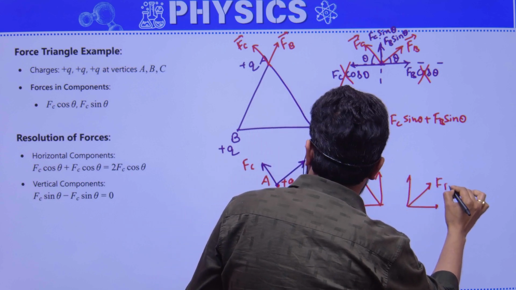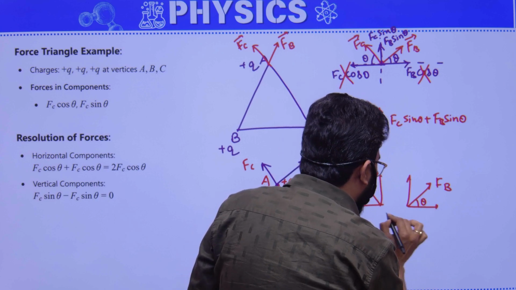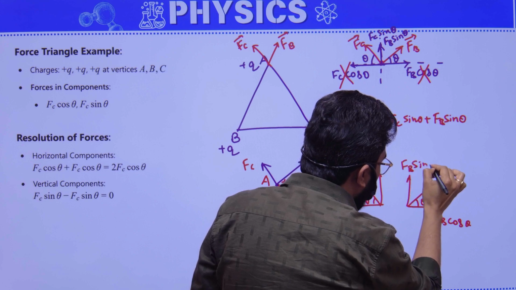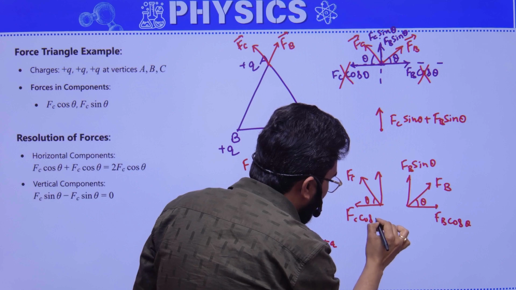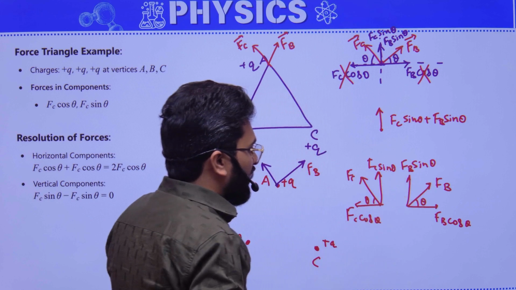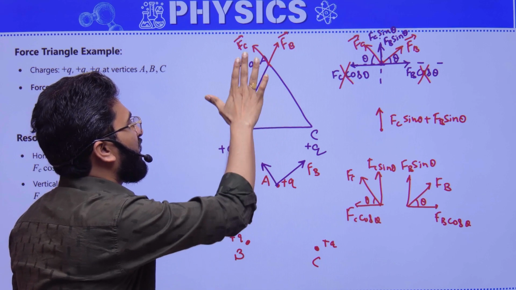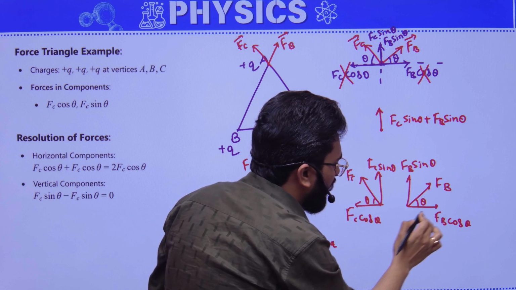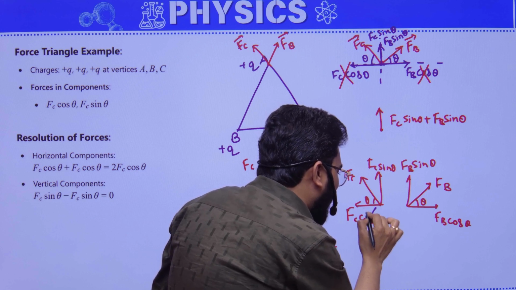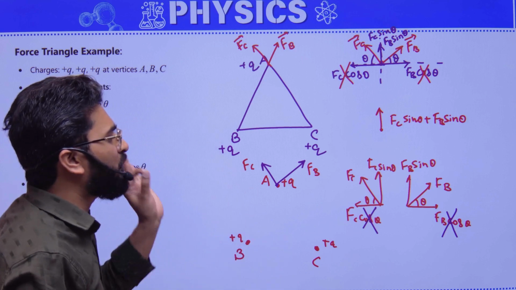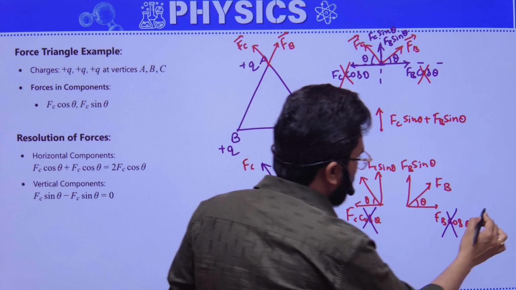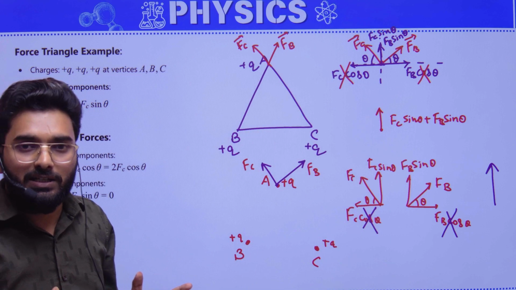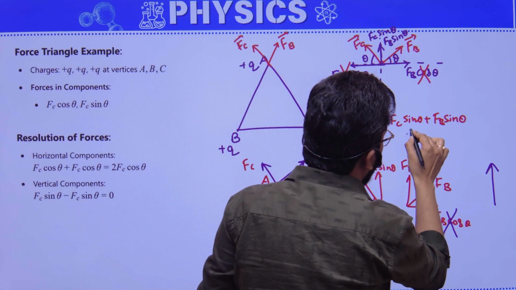Let's suppose this is FB, this is FC, and this is the angle theta here, and this is the angle theta here. So FB cos theta, and this is FB sin theta. Again this is FC cos theta and this is FC sin theta. See the magic, all the charges are equal and on all the points. That's why FC cos theta will equal FB sin theta, and these two will cancel each other, and the net resultant force at point A is very simple. This one is the net resultant force, and it is FC sin theta and FB sin theta. If FC and FB are F, that means 2F sin theta.